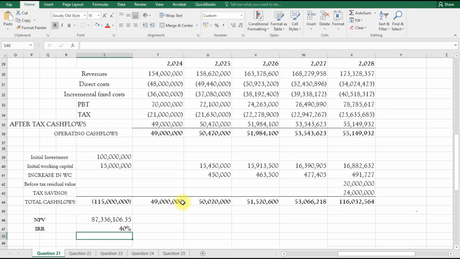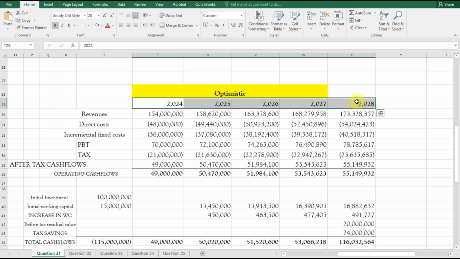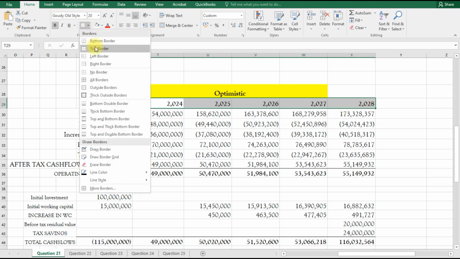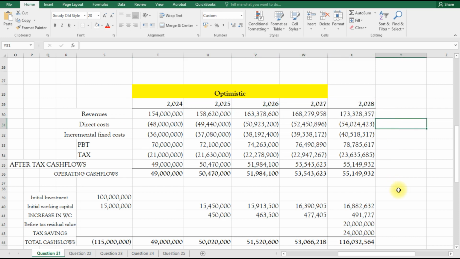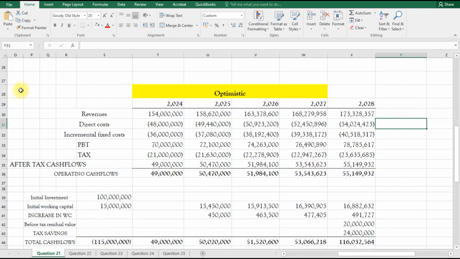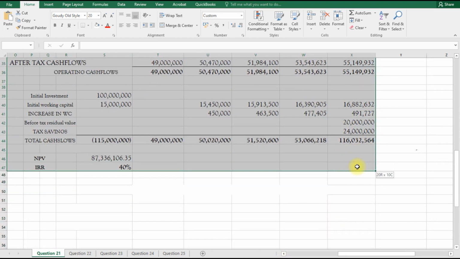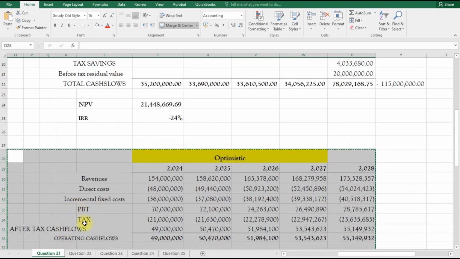So the reason in this case where the NPV has increased and IRR has increased is because we don't have the capital allowance. Capital allowance was not applicable in the second scenario. It was a nil. And even in the third scenario, the capital allowance again is a nil. It is not applicable. Just put a bottom border there. That way it was still not applicable. So I'll copy this so that we go directly into our third scenario, scenario 3. Just copy that up to that point and copy.